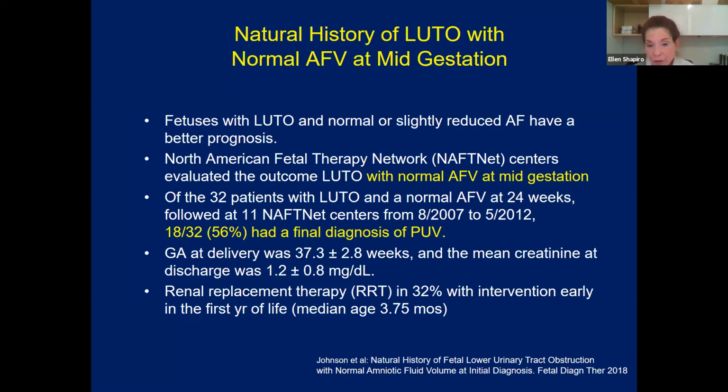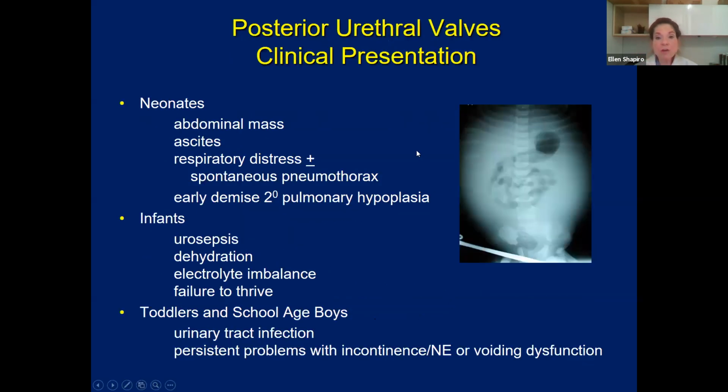Of the 32 patients with lower urinary tract obstruction and normal AFP at 24 weeks, followed at these centers for a period of about 5 years, 56% of them had a final diagnosis of posterior urethral valves. So making the diagnosis is sometimes hard because the phenotype is not always straightforward by ultrasound. Gestational age at delivery was 37 plus or minus almost 3 weeks, and the mean creatinine at discharge was 1.2 plus or minus 0.8 milligrams per deciliter. Renal replacement therapy was needed in 32 with intervention early, with the median age of those babies being 3.75 months.